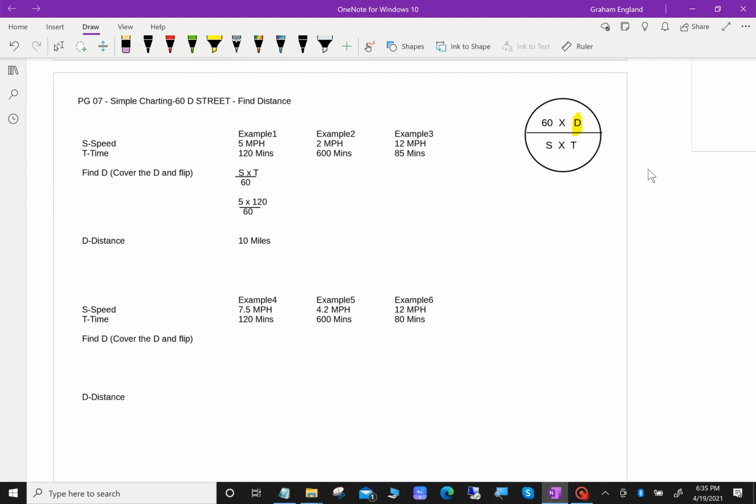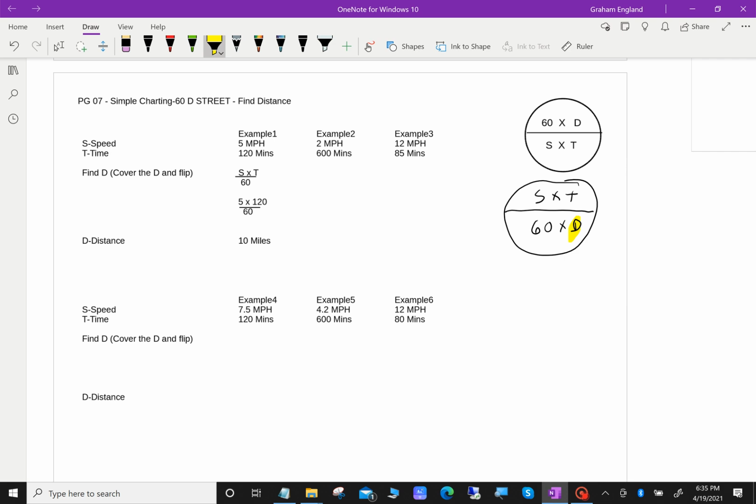And if you remember our very first training video, we talked about how you're always finding things that are on the bottom. When it's on the top, you have to flip it upside down. So let's do that. So it's going to be 60D street. So we flipped it upside down. Now we have distance in the bottom. Great. Now we can find it.